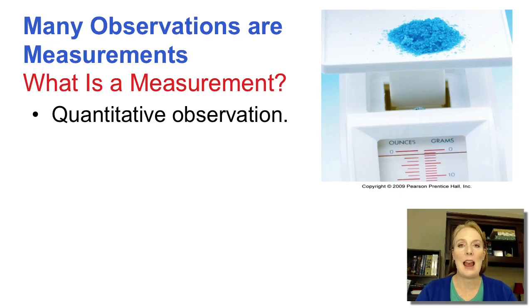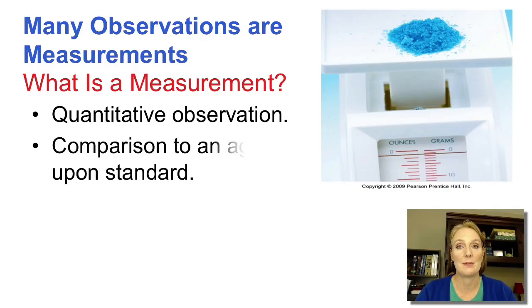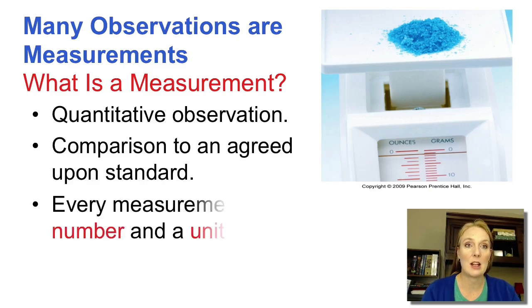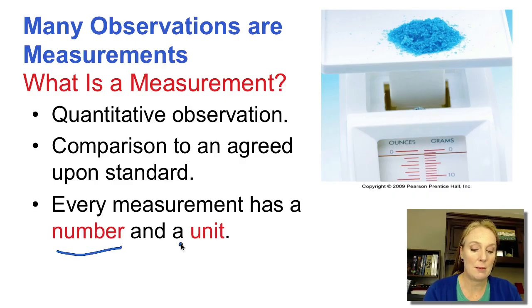How long is something? How heavy is it? How large is the volume? All of those things are measurements. Every measurement must have two things. It must have a number and a unit. It's important to have both the number and the unit whenever you report a measurement.